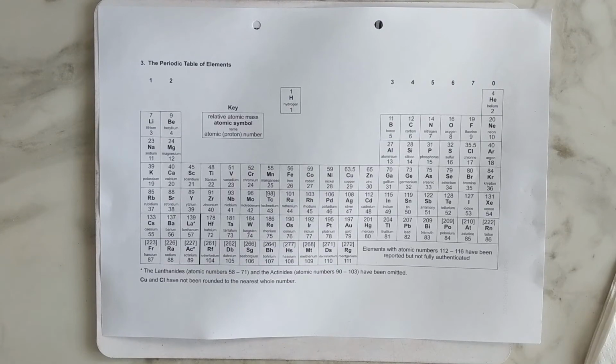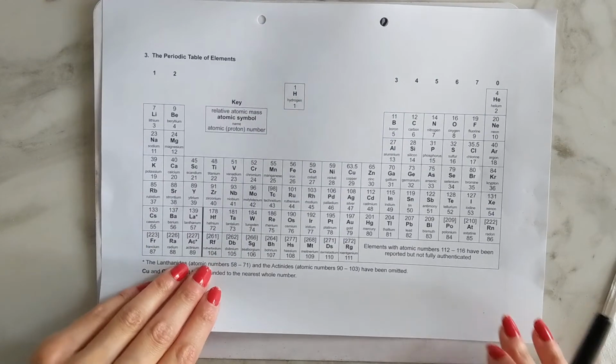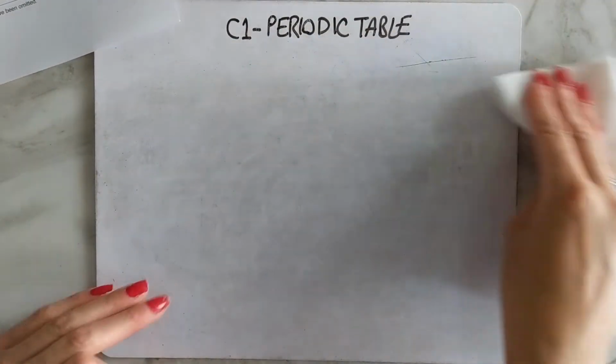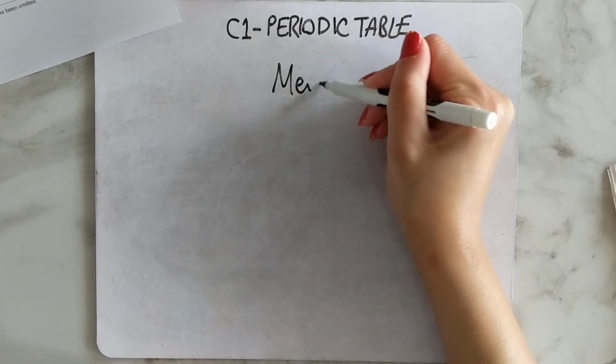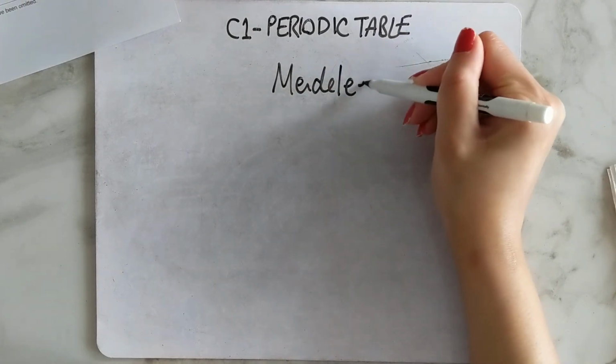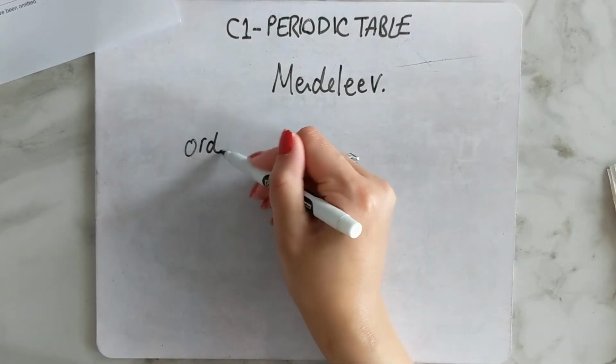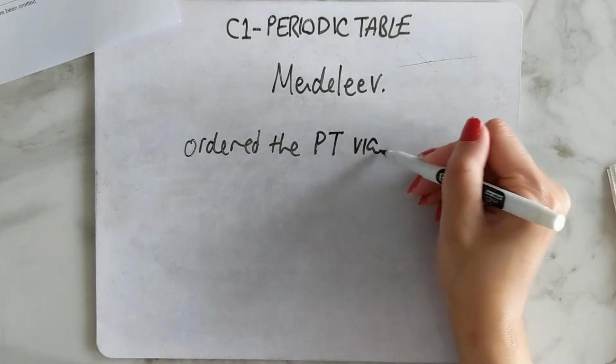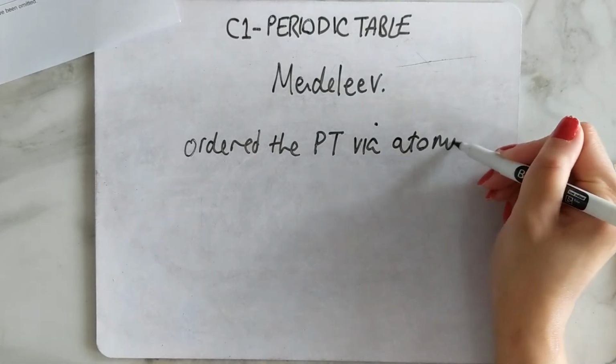So what Mendeleev did, he actually ordered the elements via atomic mass. So if I just write, Mendeleev ordered the periodic table via atomic mass.